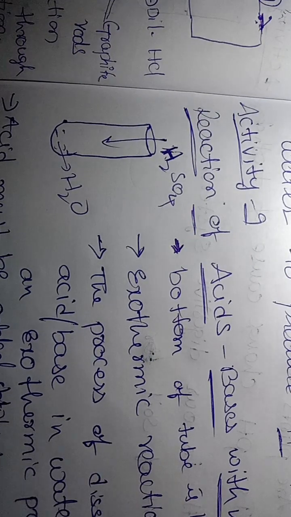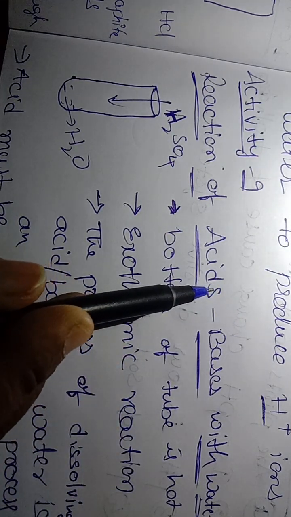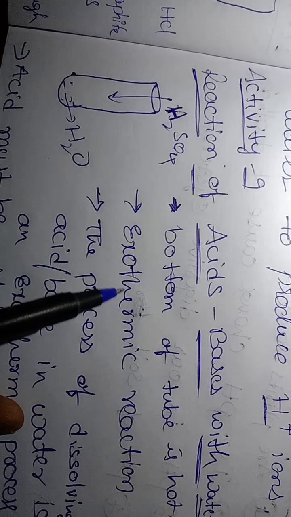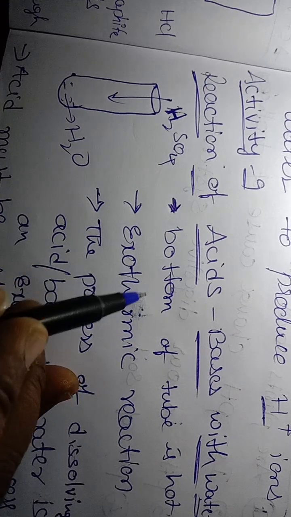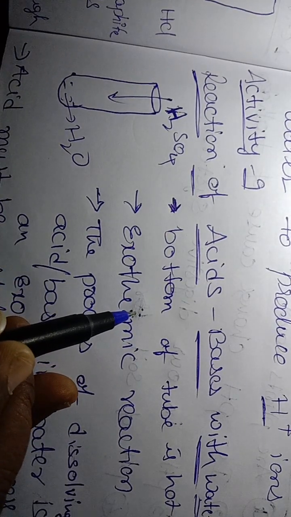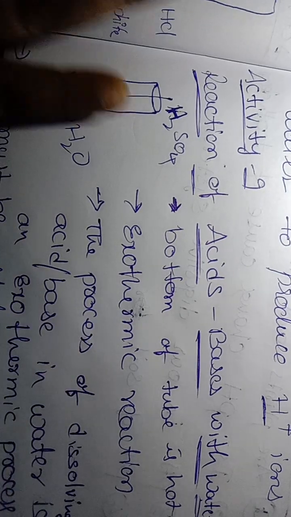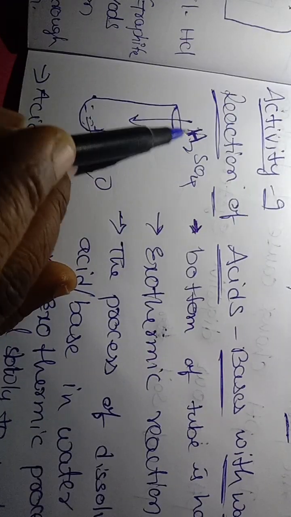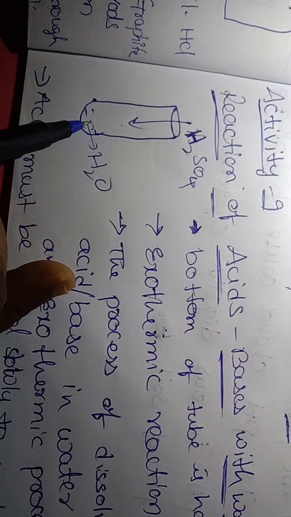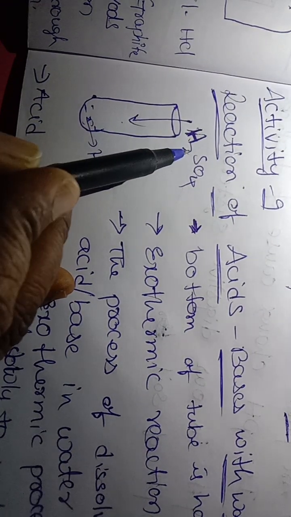Next, the last simple topic, reaction of acids and bases with water. Whenever you add water to acid, what will you call it? Diluted acid. What is the procedure to add water to acid? Shall I add acid to water or water to acid? The procedure is, take a test tube, add water, then slowly mix concentrated sulfuric acid into this test tube. Acid is added to water, not water added to acid.